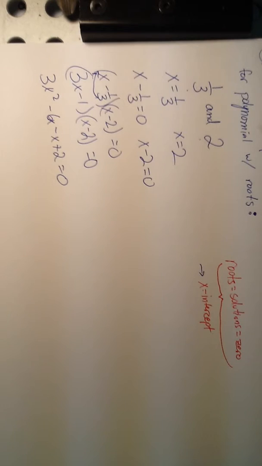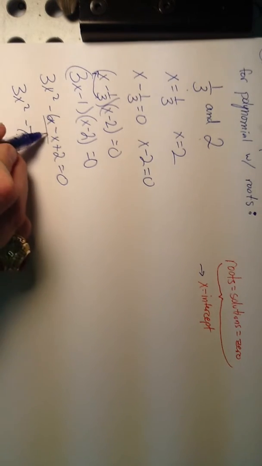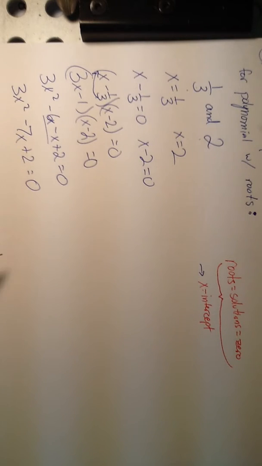And if you can combine like terms, you have to do that. So we do have some like terms. 3x squared stays. That becomes negative 7x. They combine. Plus 2 stays. Equals 0. And that's it. We've got it in the right form.